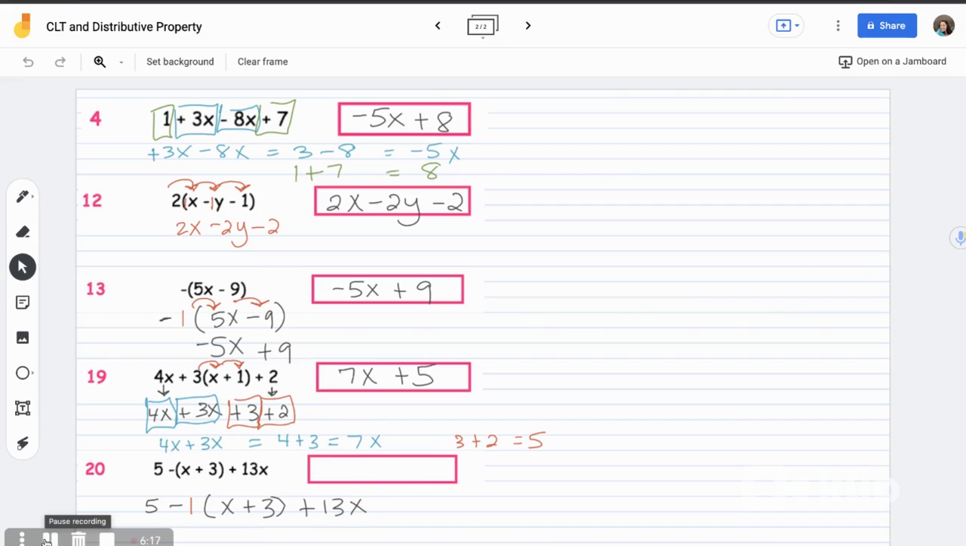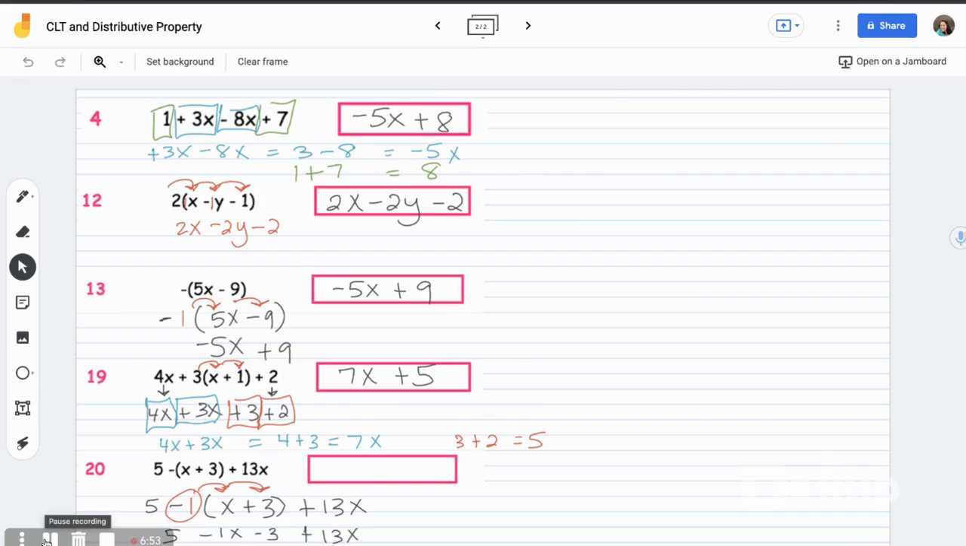The first thing I'm going to do now is multiply out this negative 1 because that is outside of the parentheses. So negative 1 times x is going to give us negative 1x. Negative 1 times a positive 3 is going to give us negative 3. And I got to bring down that 13x. I don't multiply it because it's not inside the parentheses. And I'm going to also bring down the 5 that I haven't used yet.